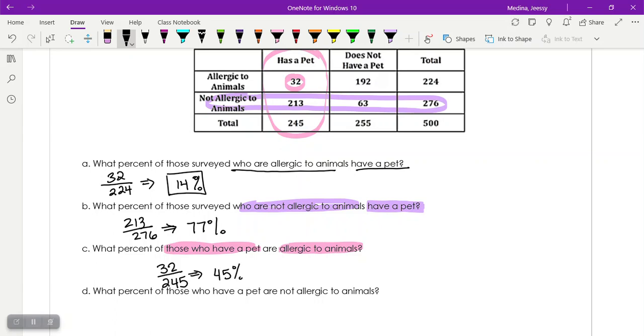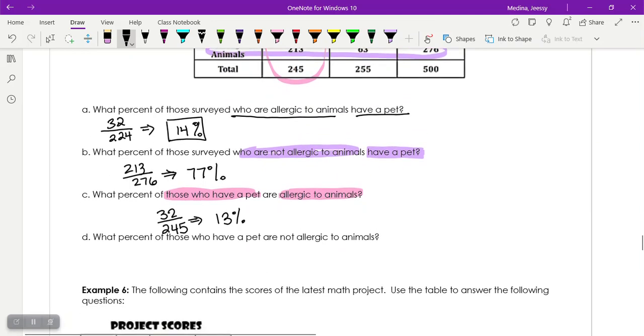Correct? Because I heard 13 and then I heard 45, so I don't know what's going on. How is it 45? How's 32 out of 245? Please don't just talk. Add to the class. If not, just keep it quiet.